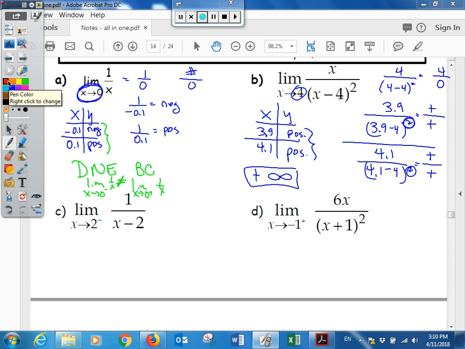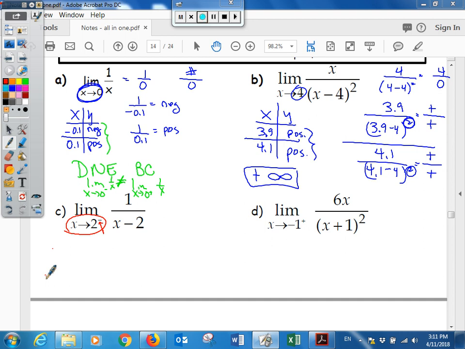Let's look at C. Notice, be very careful. What are you looking at here? This one only wants the limit as you're approaching from the left. It's not asking for the full limit. It just wants the limit as x approaches 2 coming from the left.